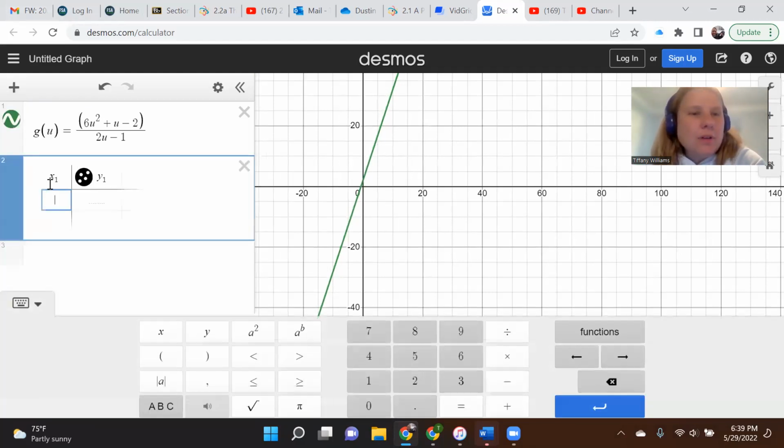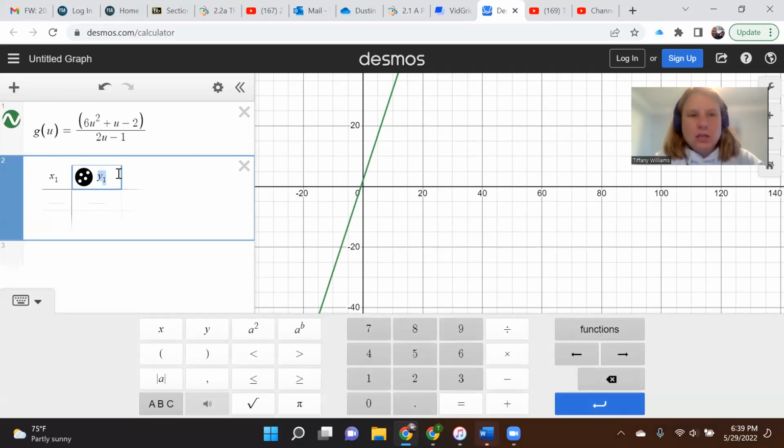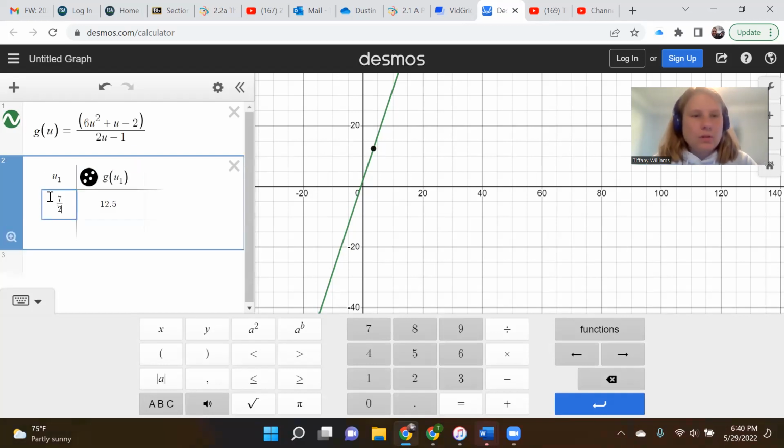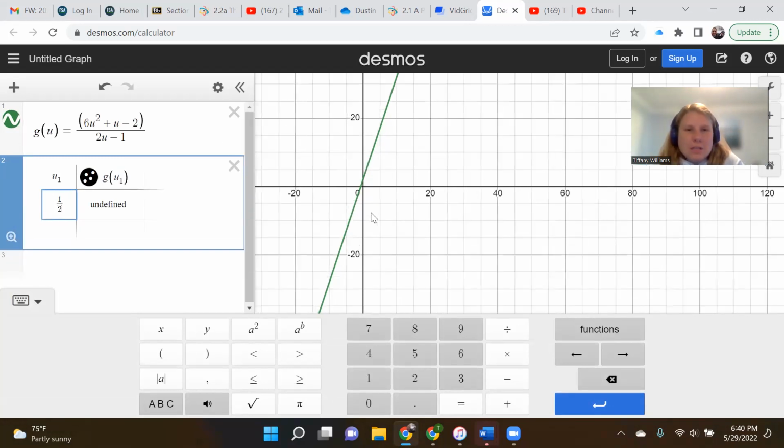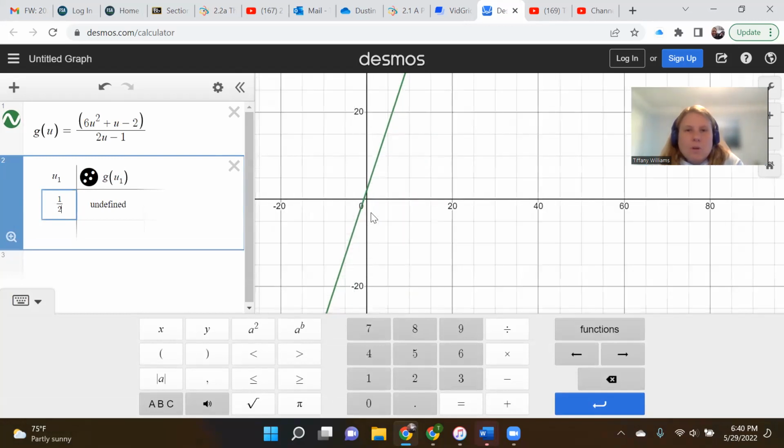So I think that if we do a table here, let's make this u1. Guys, remember, you have to be very, very careful with these variables, because if these variables don't match up, Desmos gets mad. G of u1. Okay, so I'm going to type in 7/2 here. And, 7/2, 1/2, my goodness, I'm going to type in 1/2. Where did I even get 7/2? Oh, that's what it was equal to. So I do get this undefined. So something weird is happening at 1/2.